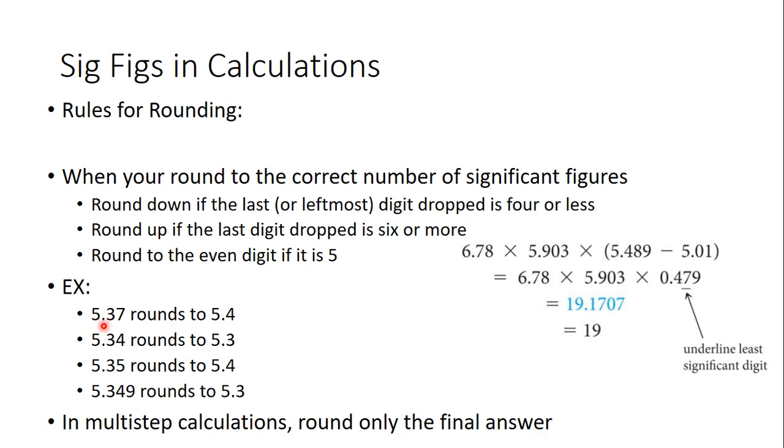So examples, we have 5.37. We want to round up to 5.4 since it's a 6 or above. 5.34, 4 or below, so it's 5.3. 5.35, well, this is a 5, so we round to the even number. And 5.349, we only care about this 4, so we're going to round down to 5.3. Like I've said, only round the final answer.